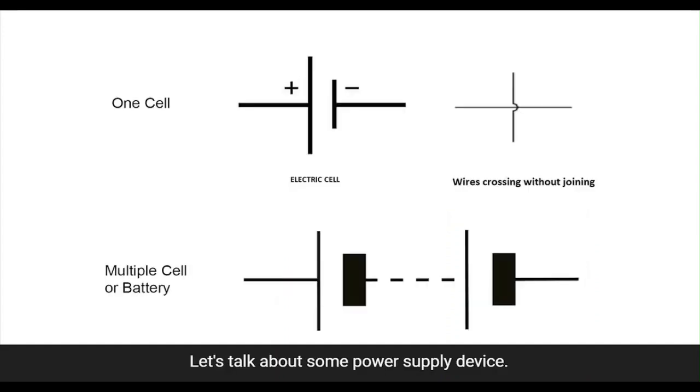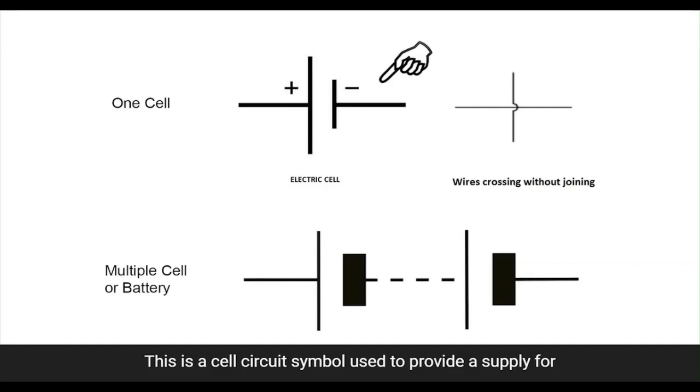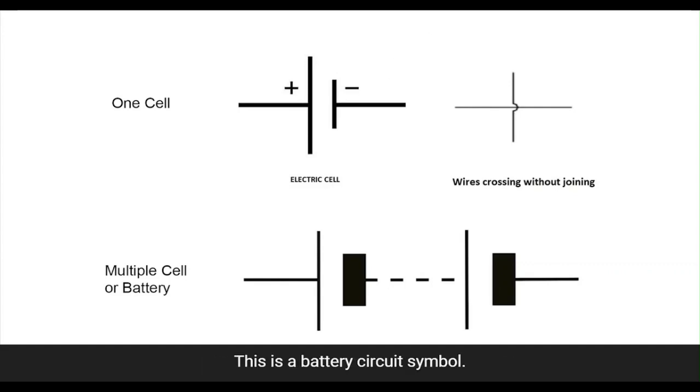Let's talk about some power supply symbols. This is a cell circuit symbol, used to provide a supply for a circuit. This is a battery circuit symbol. A battery has more than one cell and is used for the same purpose. The smaller terminal is the negative and the larger one is the positive. The abbreviation is B.